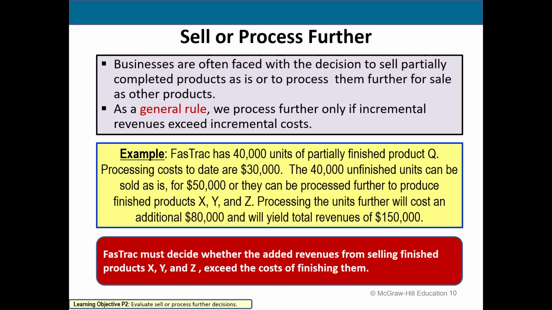So in this example, Fast Track has 40,000 partially completed units of a product called Q that can be sold now for 50,000, or they can process product Q further to make products X, Y, and Z. Processing further will cost an additional 80,000, but will yield total revenues of 150,000. So what should Fast Track do?